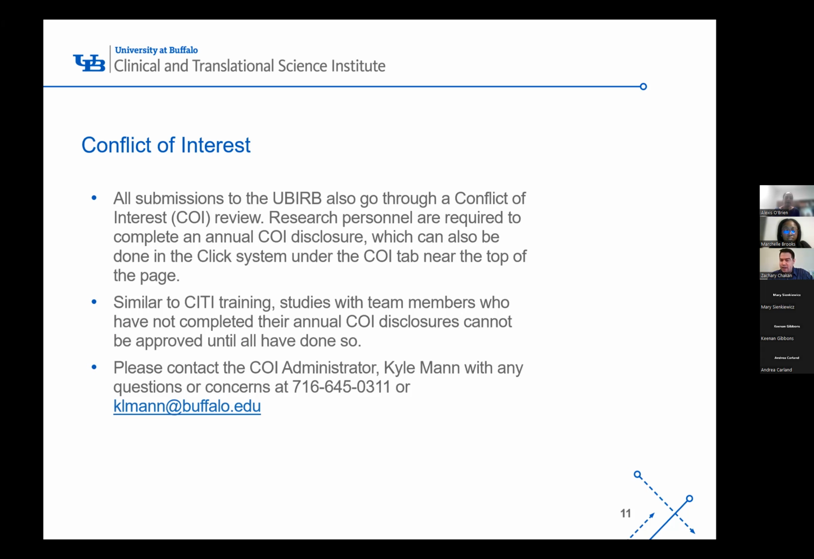This can be done within Click, but it's sort of separate from IRB. There's a separate COI tab, and a couple people in our office, Kyle Mann is the COI administrator, and Val Bellani, our administrative assistant, helps out with some of these as well. So you can always contact either of them if you have issues or problems with completing your conflict of interest information.